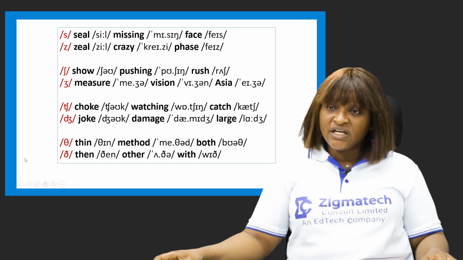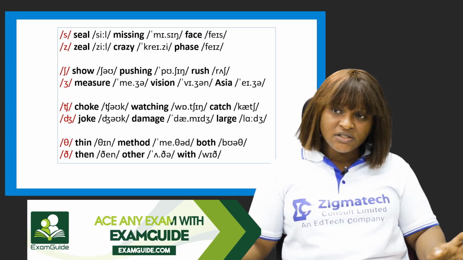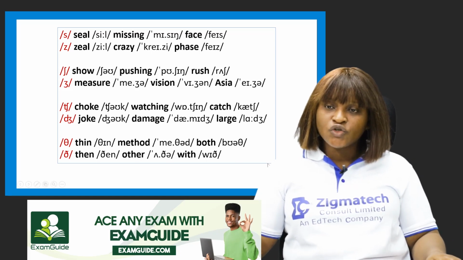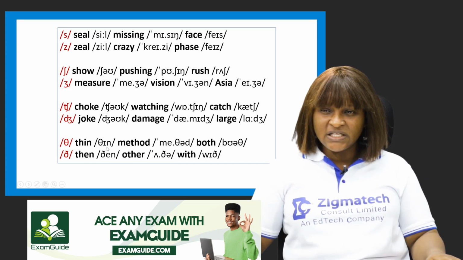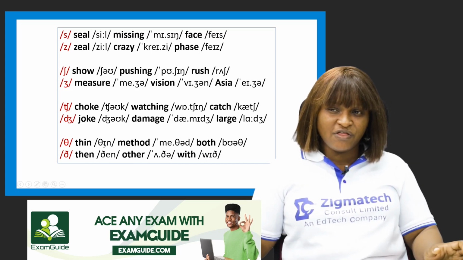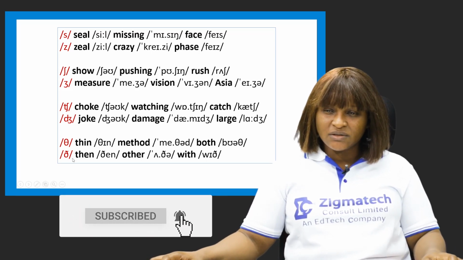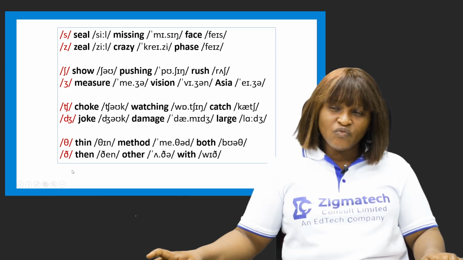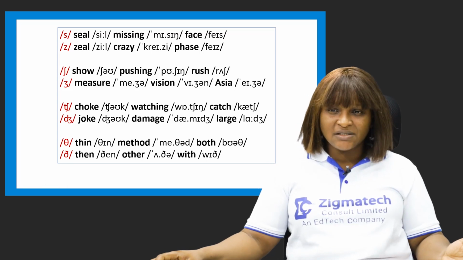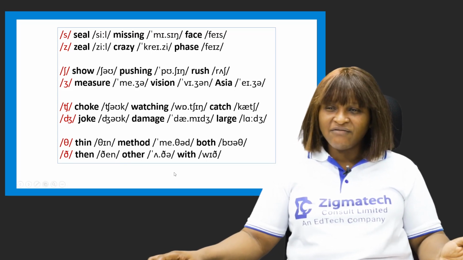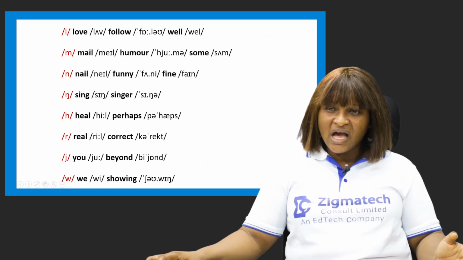Then the next word is method, not metod. And the last one is both. So you see that at the point of pronunciation, with the transcription given, you see the symbols that are given: thin, method, and both. So the last is the audible TH, which means that at the point of pronunciation, vibration is actualized. You have the words then, other, and with.